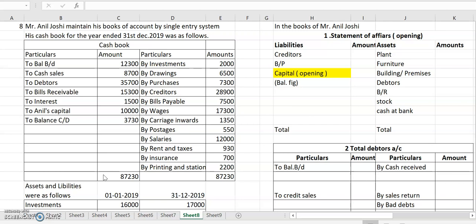So Mr. Anil Joshi maintained his books of accounts by the single entry system. His cash book for the year ended 31st December 2019 was as follows. In this question, you have to learn to identify the accounts and the posting of those accounts. It is very important. In the question, they provide you the cash book, that is the summary of cash transactions, as well as some opening and closing balances of your assets.